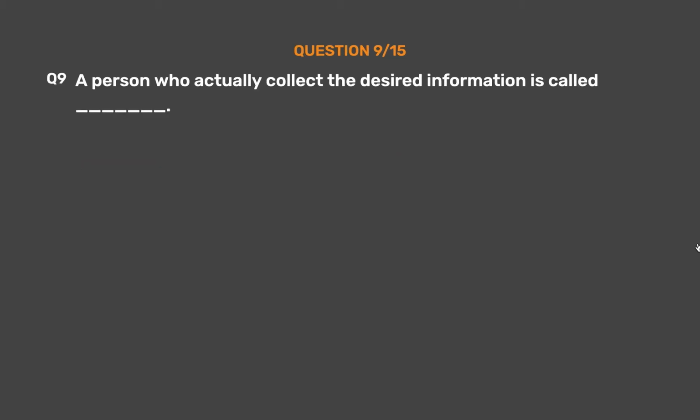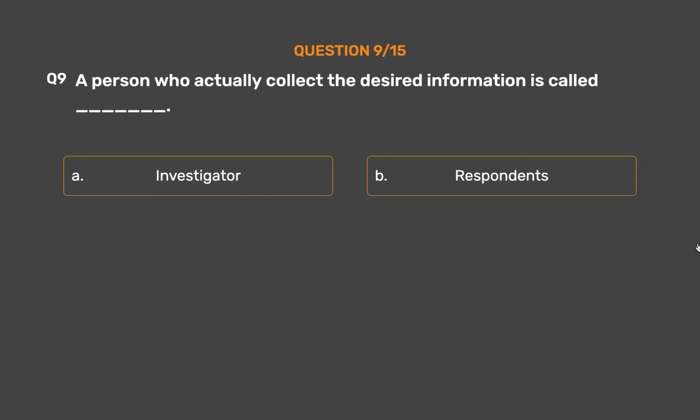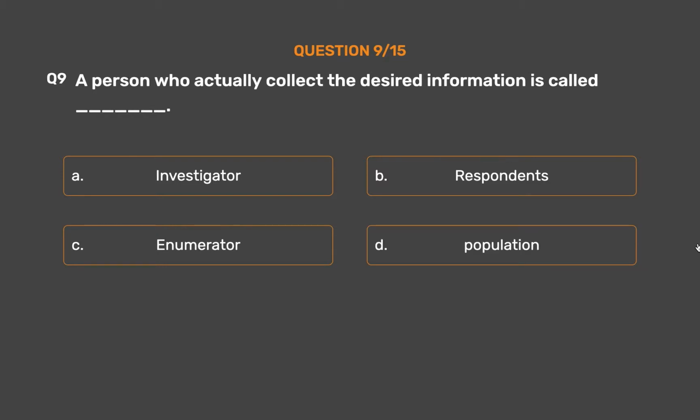Question number 9. A person who actually collects the desired information is called _. Option A. Investigator. Option B. Respondents. Option C. Enumerator. Option D. Population.